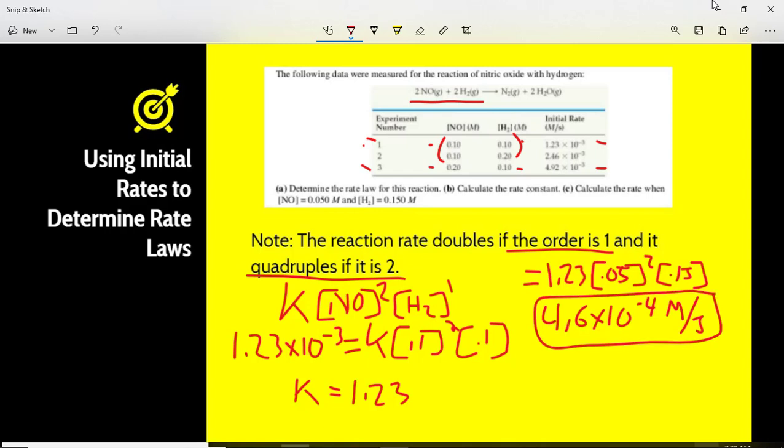Okay, and like I said, it's pretty straightforward, so just make sure you know how to calculate those, plug those in, be able to determine the rate law, all that good stuff.